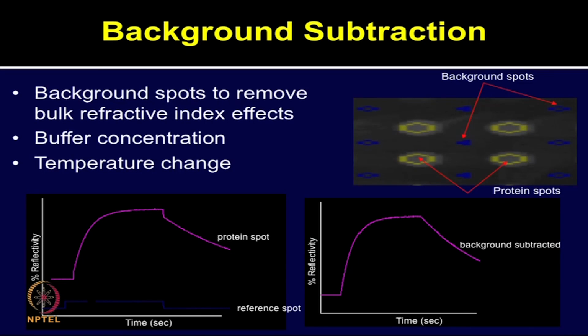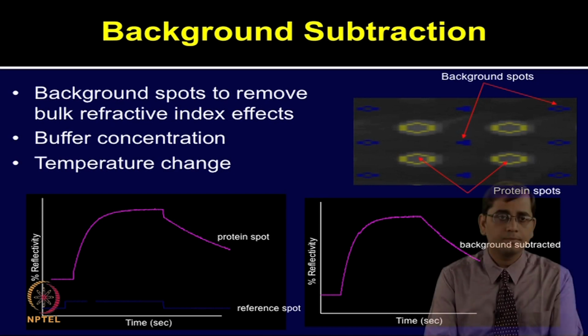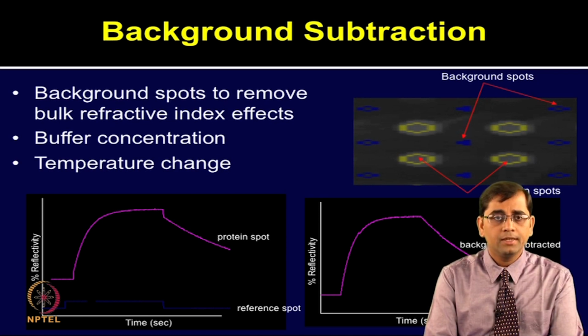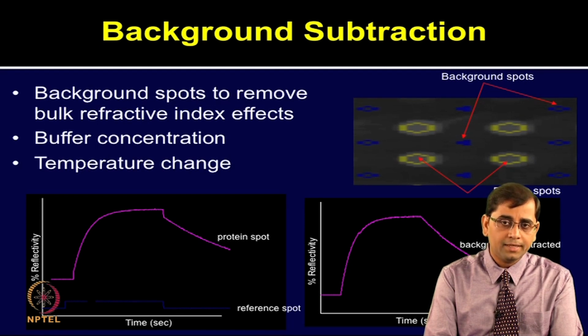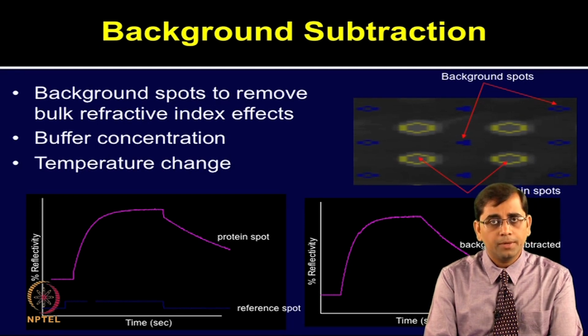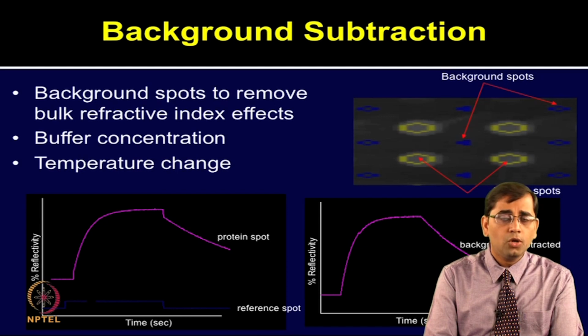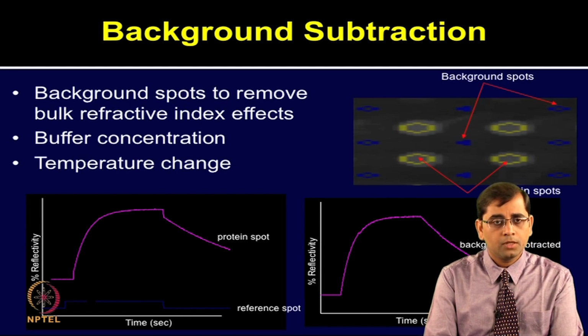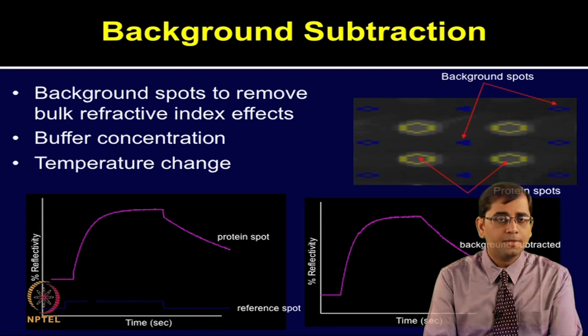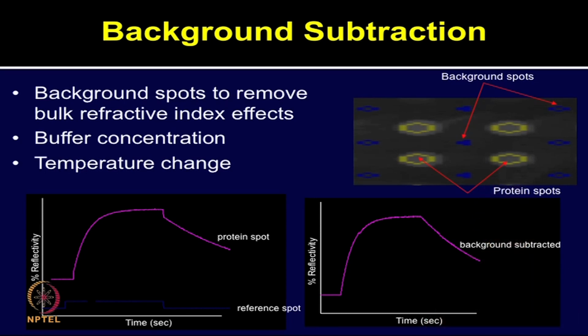The panel on the top in this slide shows the protein spots with signal, and the blue one represents the reference spot signal. In the graphs below, you can see the x axis represents time in seconds and the y axis shows percentage reflectivity. The left hand side graph shows the non-subtracted curve. So, when we subtract the reference spot intensity generated by the software from the protein signal, a background subtracted signal image is generated, which is represented in the right hand side graph.